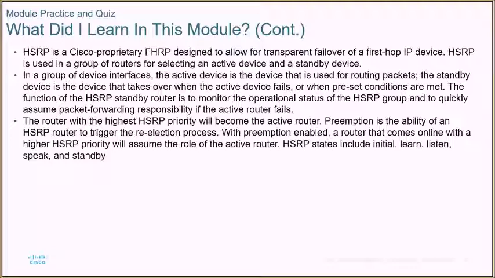The router with a higher HSRP priority will become the active router. Preemption is the ability of an HSRP router to trigger the re-election process. With preemption enabled, a router that comes online with a higher HSRP priority will assume the role of the active router. HSRP states include initial, learn, listen, speak, and standby.